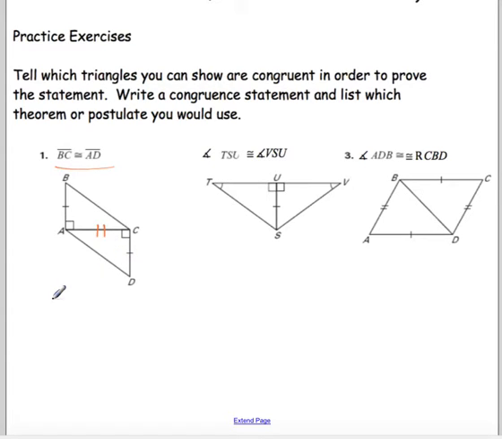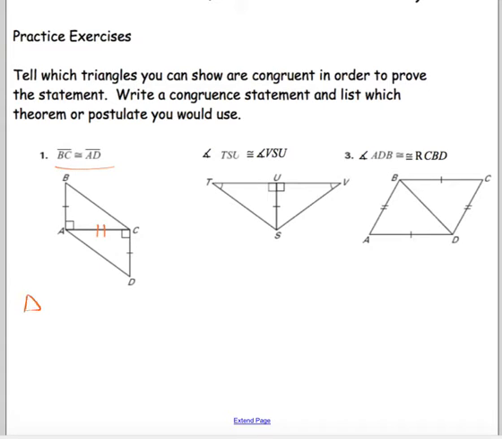A lot of people see a right angle and think it's immediately hypotenuse leg. This is not hypotenuse leg. The hypotenuse is not marked in either triangle. It has two sides marked and the angle that's in between, so this is side angle side for the reason.